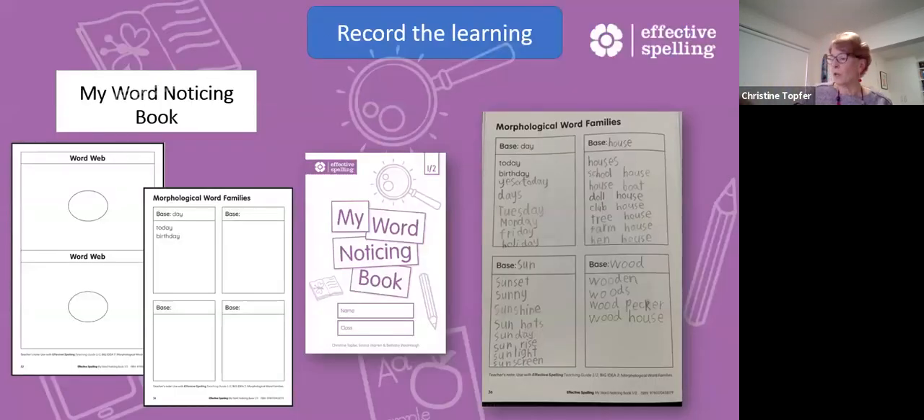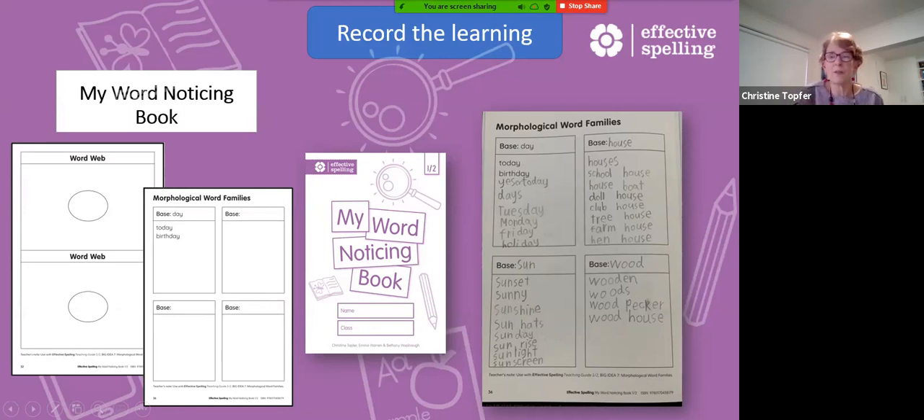So the children then recorded their learning in their word noticing book. So you'll notice that each of the teaching guides has a word noticing book that accompanies it. And so in Emma's classroom, they chose this particular page from the 1-2 word noticing book, where they recorded house. So they put house as the base, and this child has actually got the house family, they've got the wood family, they have the sun family, and the day family are ones that they'd already explored. So this becomes a wonderful resource for them to take forward.